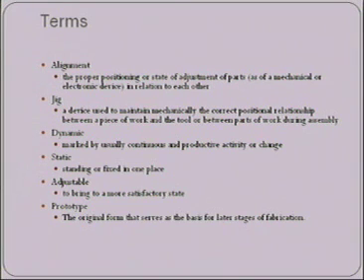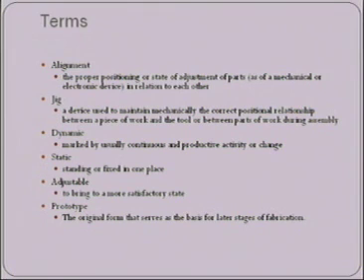And then we have a jig, and a jig is a device used to maintain mechanically the correct positional relationship between a piece of work and the tools or parts of work during assembly. So what we're trying to do is make a device to hold the position or alignment of something we're trying to build or something we're trying to transfer or duplicate. So it's just a mechanical device to hold two pieces in position to each other.